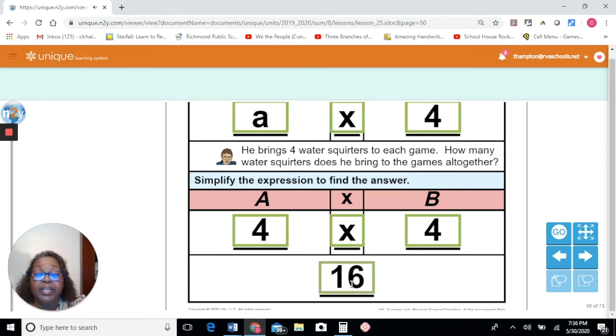So how many water squirters does he bring to the games altogether? He brings 16 water squirters all together.